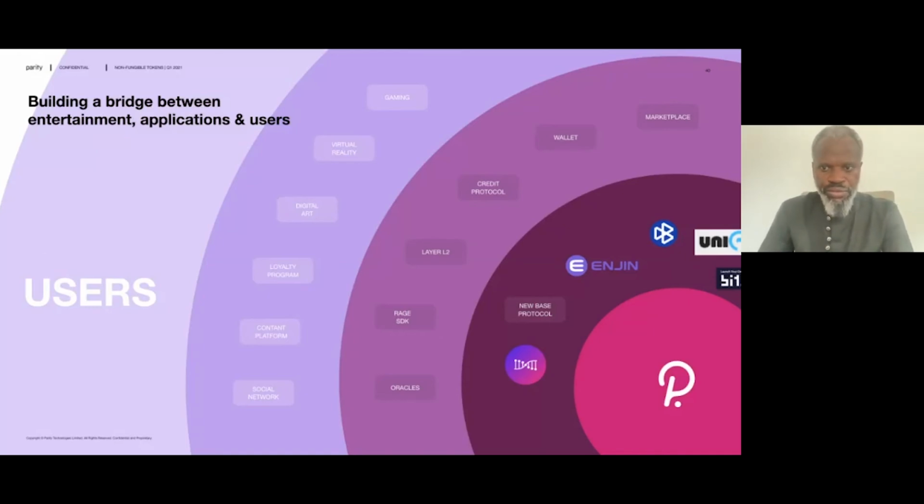Then, of course, you have layer 2s, SDKs, wallets, marketplaces on top. Then you have applications on top, which could be social networks, loyalty programs, art, virtual reality, gaming. And then finally, you have users. Now, of course, in a business scenario, the application layer or the layer 2s could be built by the businesses, and then it would interface with users.